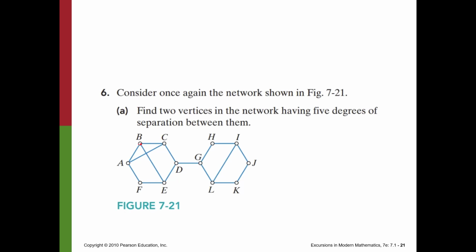If we start here at B, go to C, then go to D, then go to G, then go to H, we already said from B to H was 4. And so then we just go one step further, and that's 5. Find 2 vertices. There is no quicker way, right?